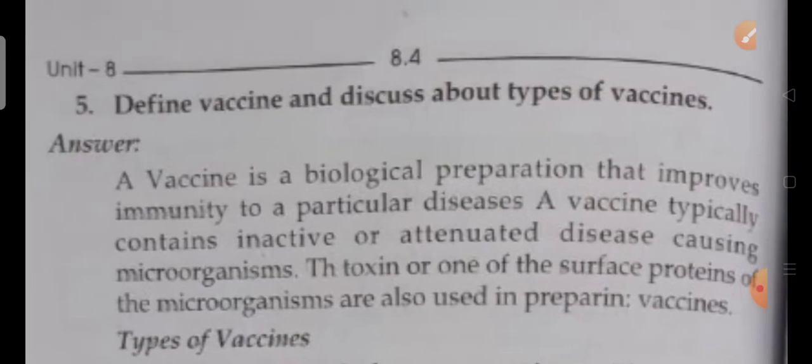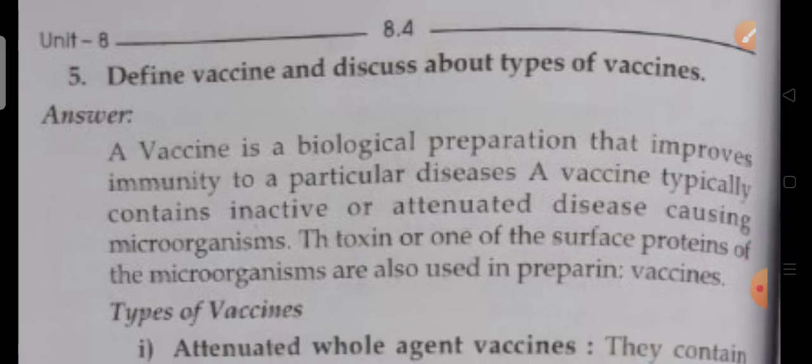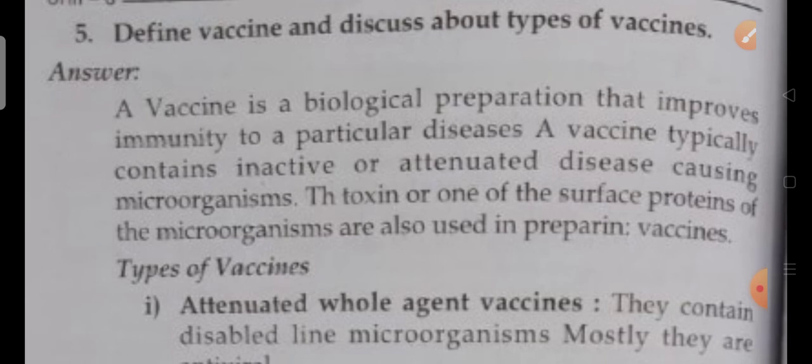So next, coming to the different vaccines, I will discuss types of vaccines. A vaccine is a biological preparation that improves the immunity to a particular disease. It's mainly a biological preparation. Why do they prepare it in a biological way? It improves immunity against particular diseases. A vaccine typically contains inactive or attenuated disease-causing microorganisms. The toxins or surface proteins of microorganisms are also used in the preparation of vaccines.